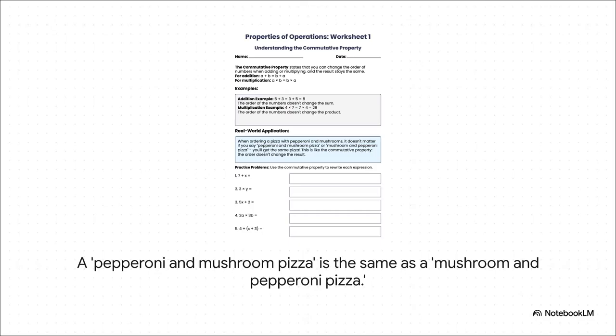And this idea is perfectly illustrated right here. I mean, it's just like ordering a pizza. A pepperoni and mushroom pizza is the exact same thing as a mushroom and pepperoni pizza, isn't it? You get the same delicious result. This idea, that the order doesn't always matter, is our very first secret rule.